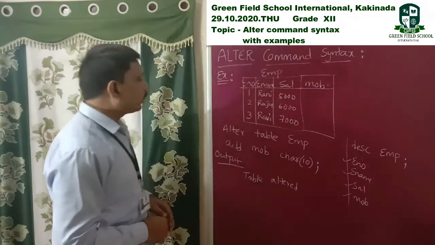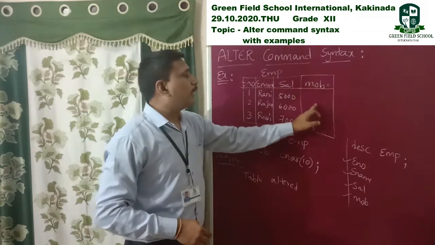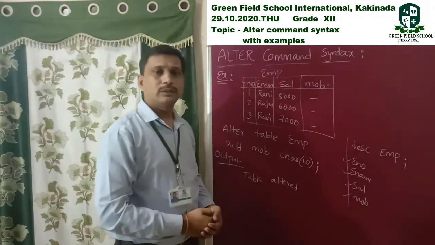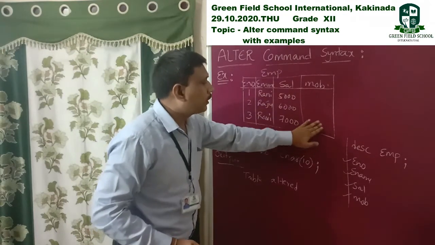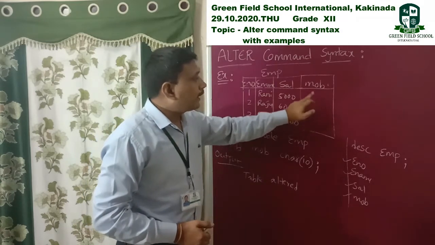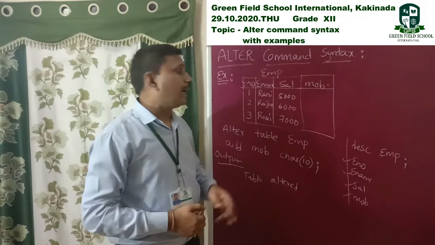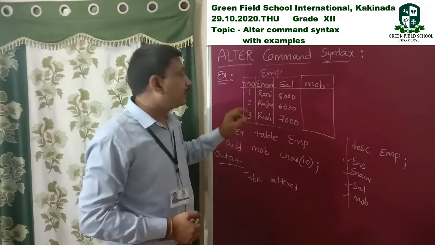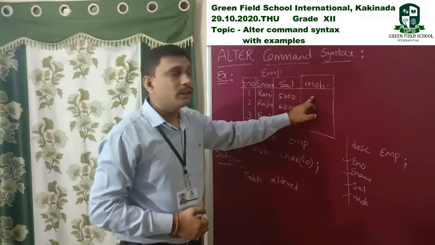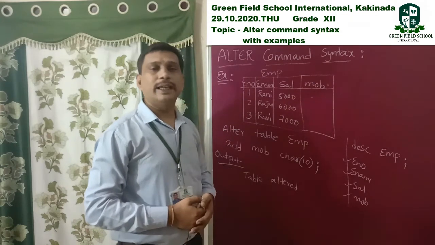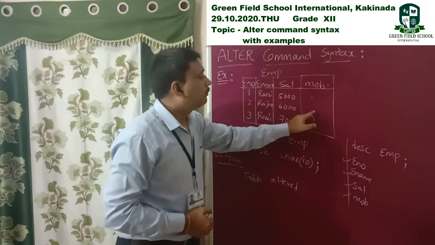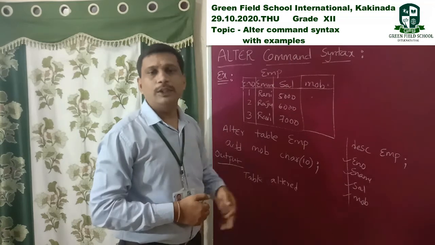Next. So here one more column is added, but no data is there. How do we add this data? Because we added this mobile number column after inserting these 3 rows, at that particular time the mobile number column was not there. That's why here it displays null values.